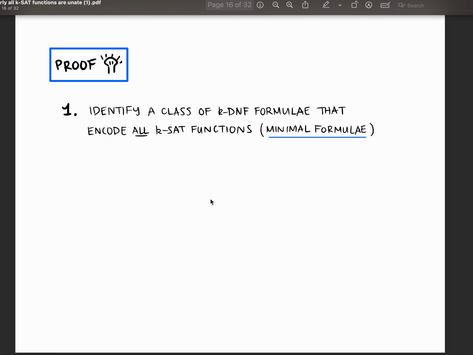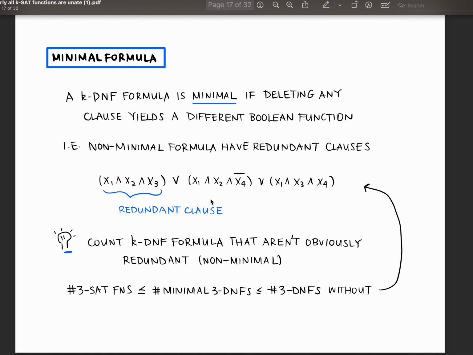And what do I mean by this? We're going to choose the class of minimal formula. So this is going to sound almost like a tautology at first, but I'll explain why this definition is interesting, which is we'll say that a KDNF formula is minimal if whenever I delete any clause from that formula, I get a different Boolean function.